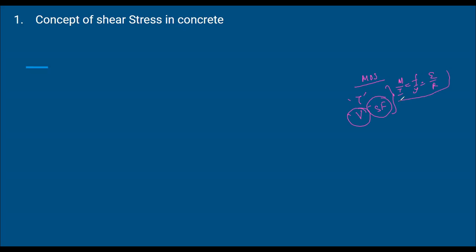Now this entire thing is for homogeneous material. These are the assumptions that we take in the mechanics of solids lecture. But the problem is, like I said, your concrete is not homogeneous. So you have to modify the theory a bit. Let's see what are the contents here.